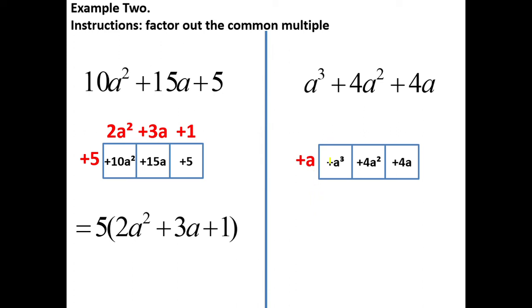So A times what gives you a to the third? Well, we're going to add the exponents. So a to the 1 times a to the 2 gives you a to the 3, because we add the exponents: 1 plus 2 gives you 3.